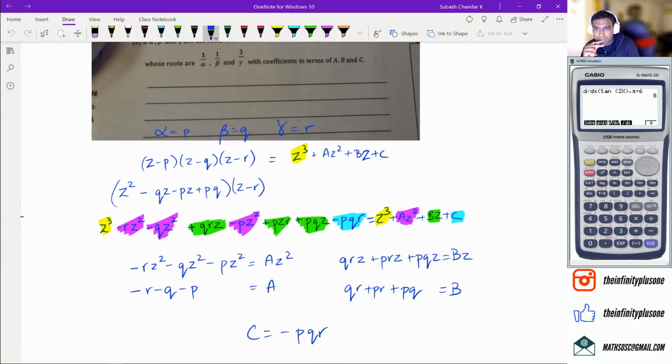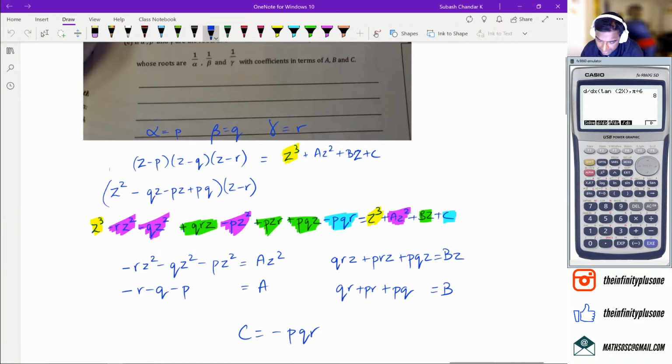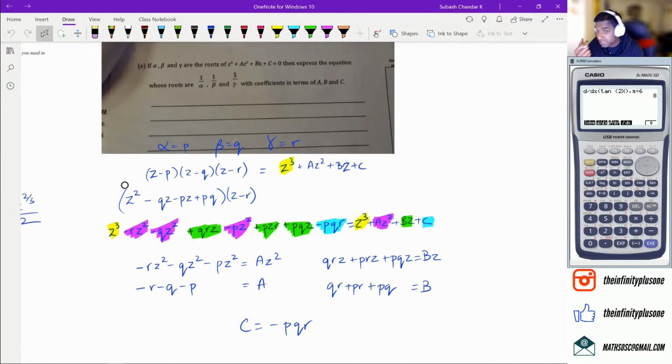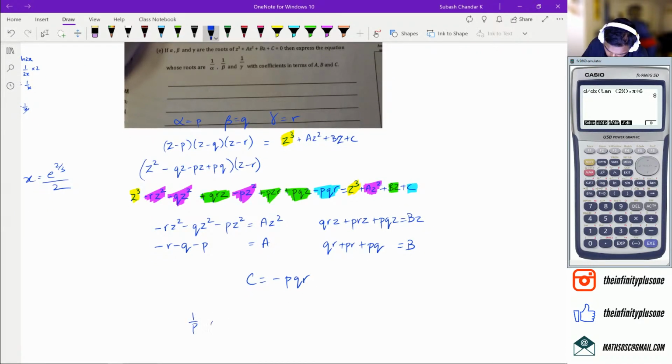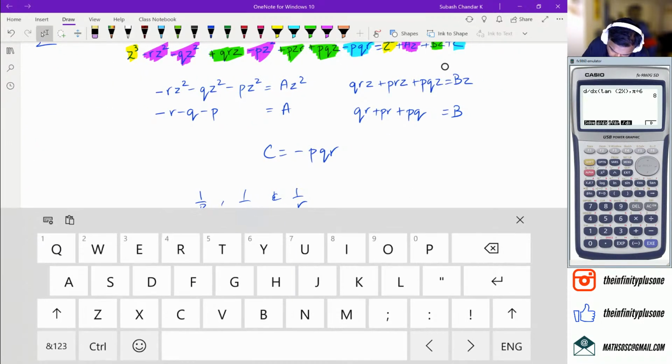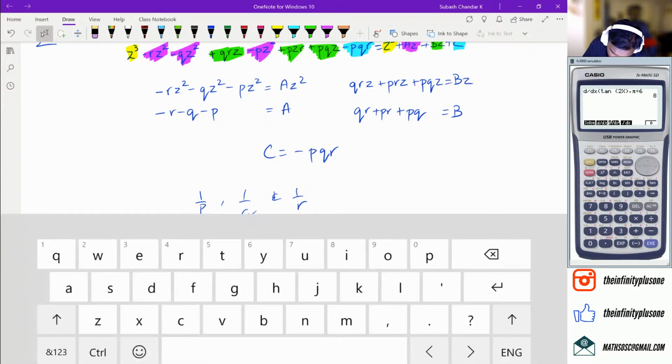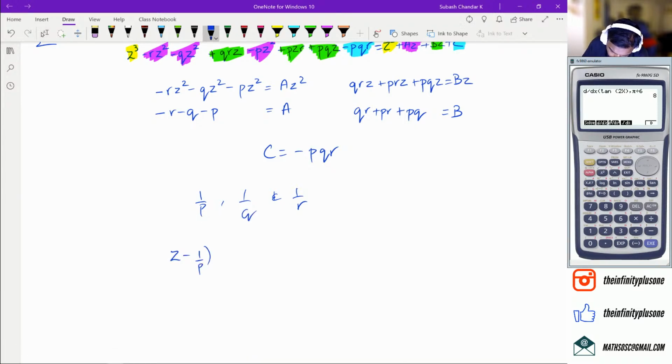All right, so the next part is that now we've actually got to put the roots in. The roots were basically 1 over p, 1 over q, and 1 over r. So what we're going to do is write this as z minus 1 over p times z minus 1 over q times z minus 1 over r. Now, guys, this question is basically just expanding and then resubstituting again.